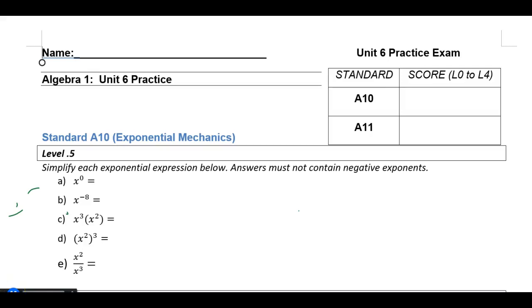Hi guys! We've got a test tomorrow, so here is the practice exam. Level 0.5, these are just the definitions of the rules.